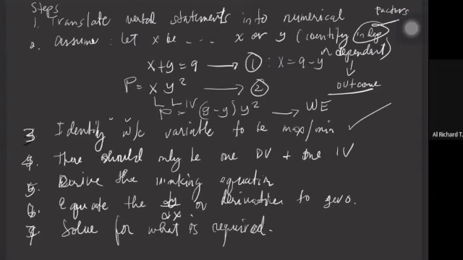And P should be expressed either in terms of X or in terms of Y. So number 4, as I have said, there should only be one dependent variable and one independent variable. Then number 5, you derive the working equation, and then equate that to 0 and solve for the value of y in this case.